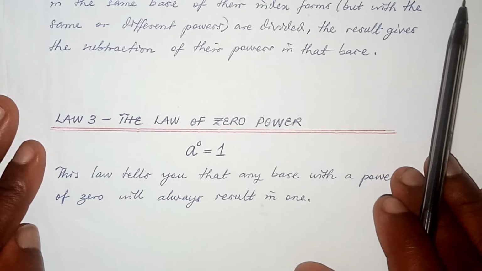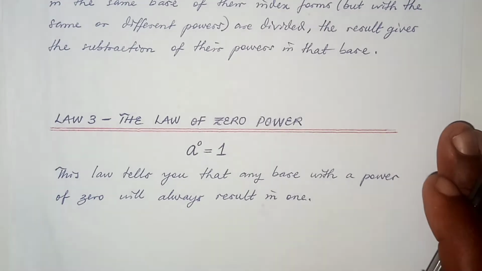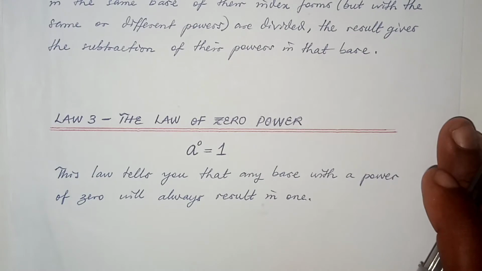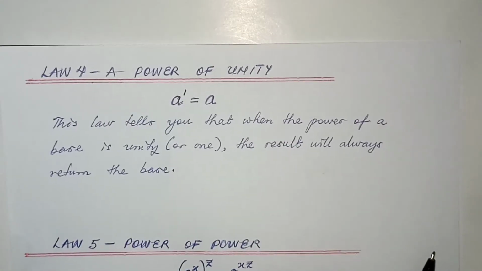Okay, now let us go straight to law number 3, the law of zero power. So any base carrying a zero power returns 1 as its result. This law tells you that any base with a zero power will always return 1. Okay, now let us go to law number 4. In law number 4, we will be considering the power of unity. All these laws we are stating will be proved in the video that follows next.